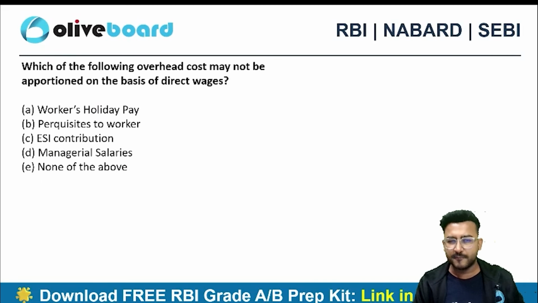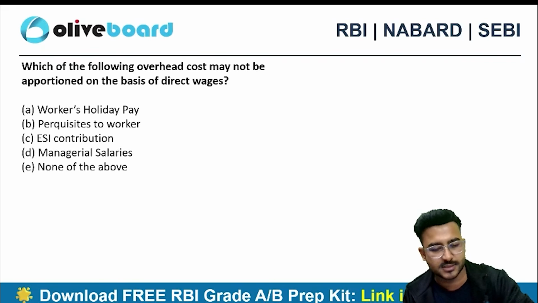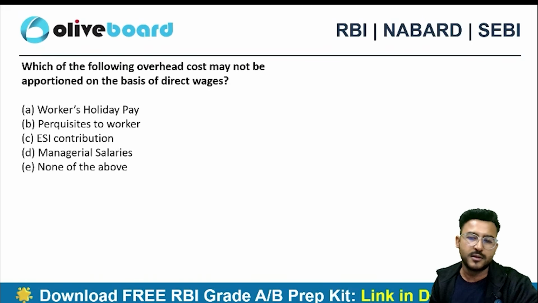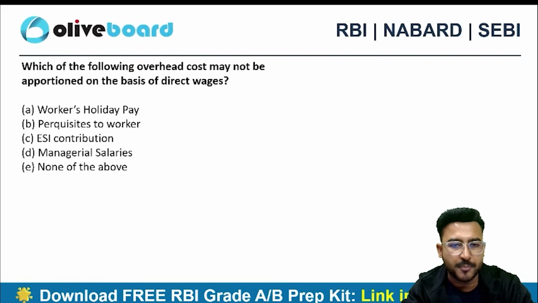Next one, which of the following overhead costs may not be apportioned on the basis of direct wages? Here we are having so many overhead costs. Which of the following costs will not be apportioned on the basis of direct wages?